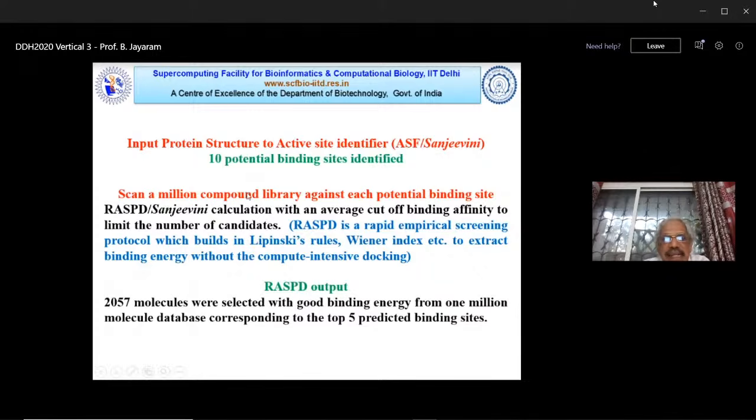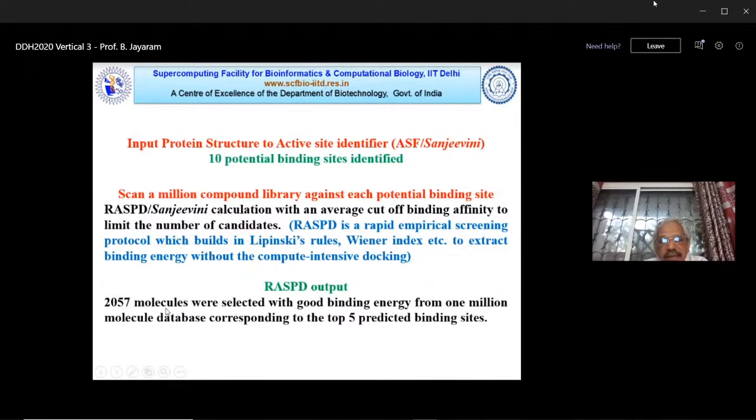Then I scan a 1,000,000 compound library against each potential binding site using the RSPD methodology of Sanjeevani. Remember, Sanjeevani is a collection of several suites. I will mention a few of them as we go along. Active site finder was one such, and RSPD is another module in Sanjeevani. It can scan millions of compounds in minutes, no issue. After I do this, I get a shortlist of about 2,000 molecules.